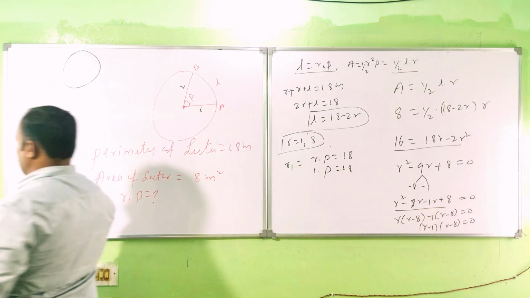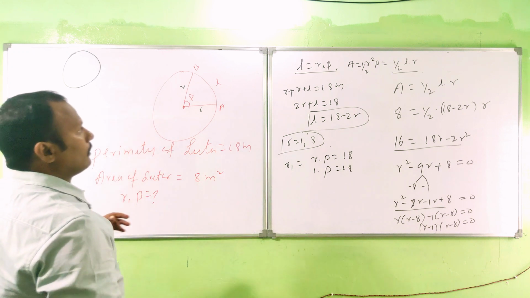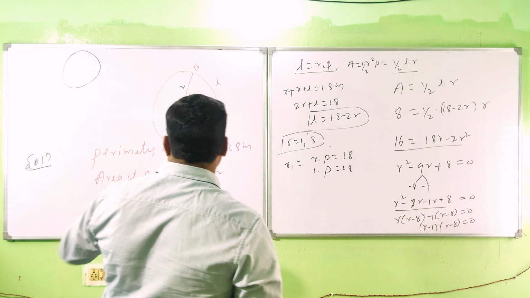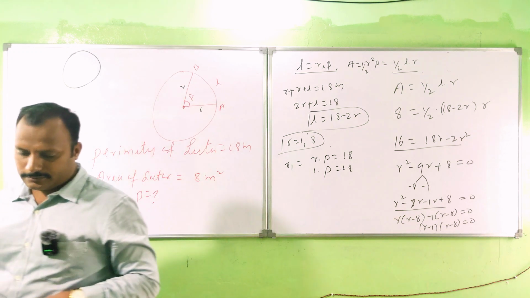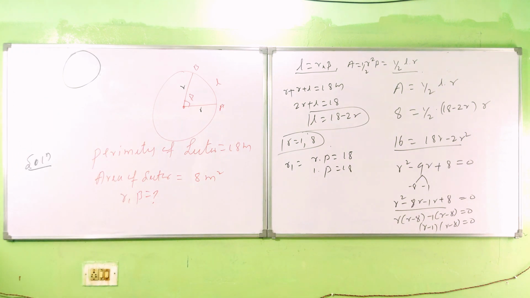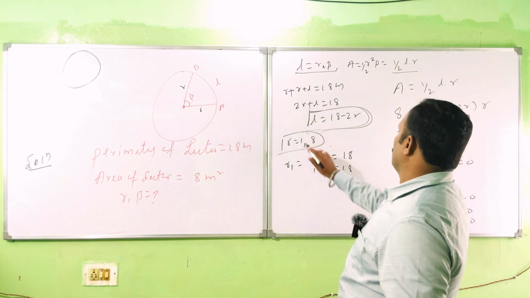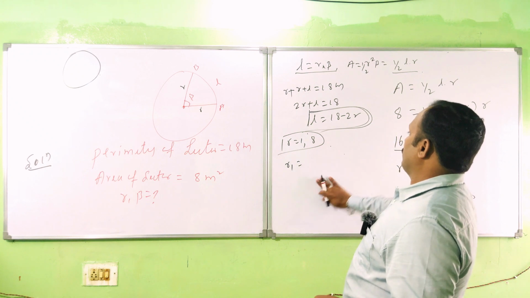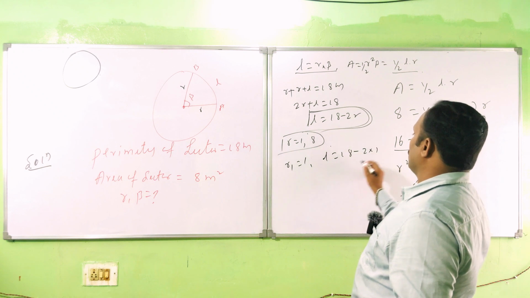What is the answer of this? L is equal to 18, no? Meter. See, we should take this condition because they given the perimeter, that is not the angle. So we have to take this one. If r is equal to 1, then L is equal to 18 minus 2 into 1.